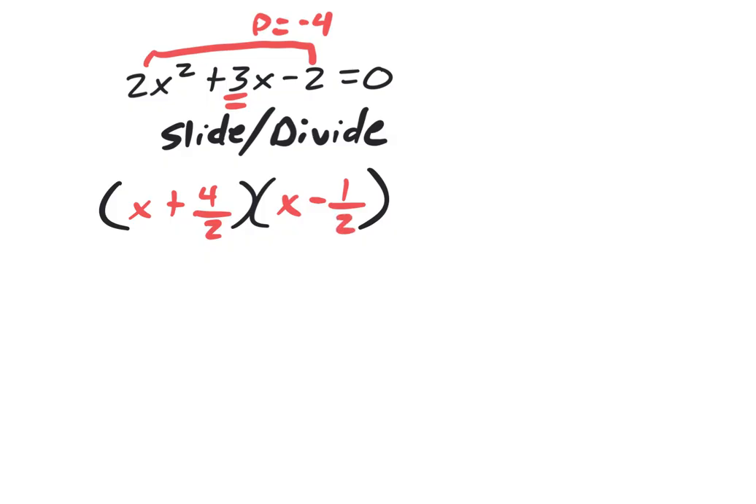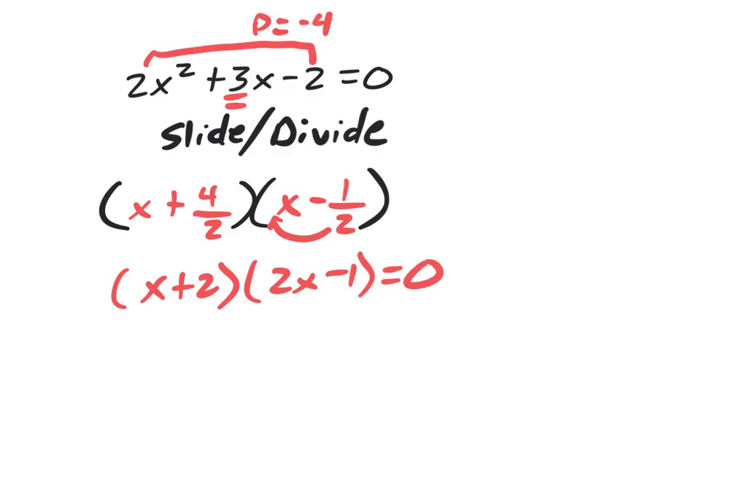If it reduces, we can reduce it. 4 over 2 becomes 2. So that's the easy one. Okay, 1/2 does not reduce, so we're going to slide the 2 over in front. And those would be our 2 factors.